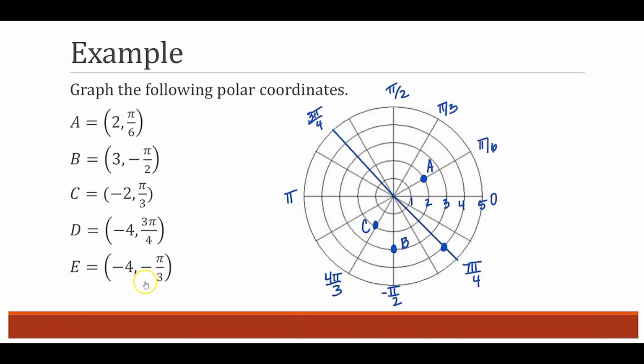And then finally, E, I have -4 and then negative pi over 3. So here, we're going to go ahead and go to negative pi over 3, which remember is a clockwise angle. So that's going to be down here. I have negative pi over 3. And whoops, I didn't label this. This is D. So here I have negative pi over 3. But because I have a negative directed distance, instead of going towards negative pi over 3 from the pole, I'm going to go directly away from negative pi over 3. So that's going to lead me towards 2 pi over 3. And I'm going to go 4 units. So 1, 2, 3, 4 rings out, and label that E.